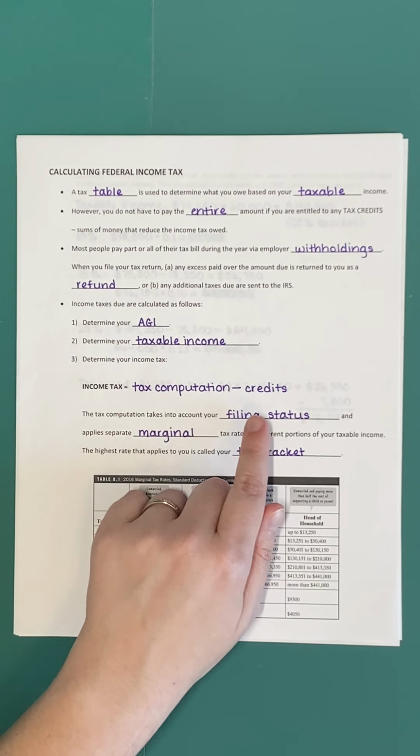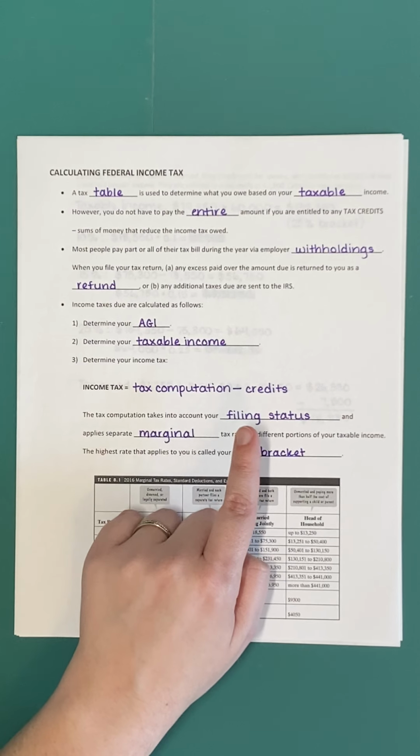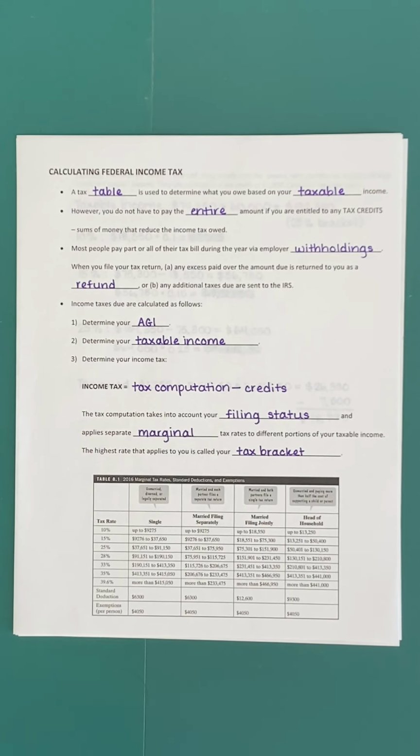So first thing we have to take into account is your filing status. Are you a single person? If you're single, you file single. If you're married, then you have a couple of options. Either you can file combined income with your spouse. We call that filing jointly. In other words, you take all your income, you dump it all into a pot, and you file one big tax return together with all of your income together.